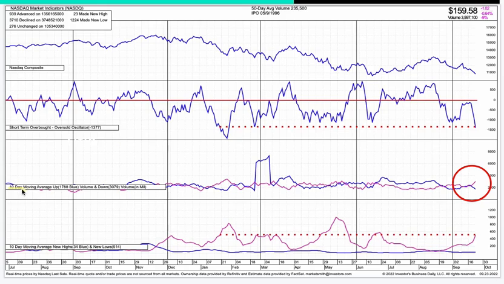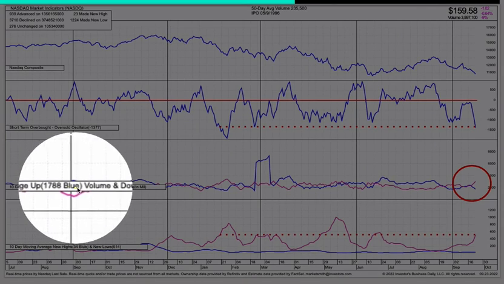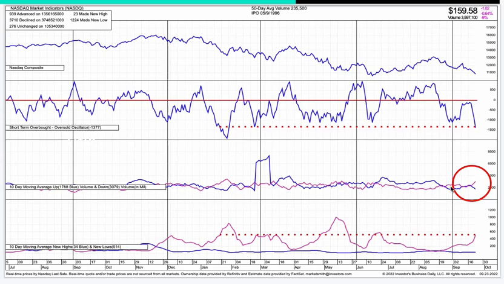From then on, the 10-day moving average of up volume and down volume shows that basically the pink 10-day moving average of down volume has been picking up while the up volume has been going down. This kind of divergence is not great either, but very bearish.